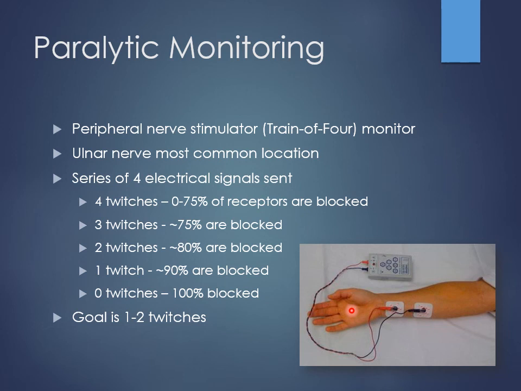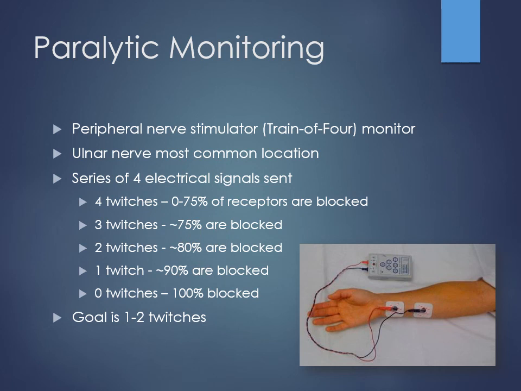4, right? In a paralyzed patient, depending on how many of those receptors are being blocked, you see fewer than that. So if you have 0 to 75% of receptors blocked, you're going to have maybe 4 twitches, right? You start to get more than that, 75% or so, maybe 3 twitches. 2 twitches, maybe around 80%. Again, these numbers are not important to know.